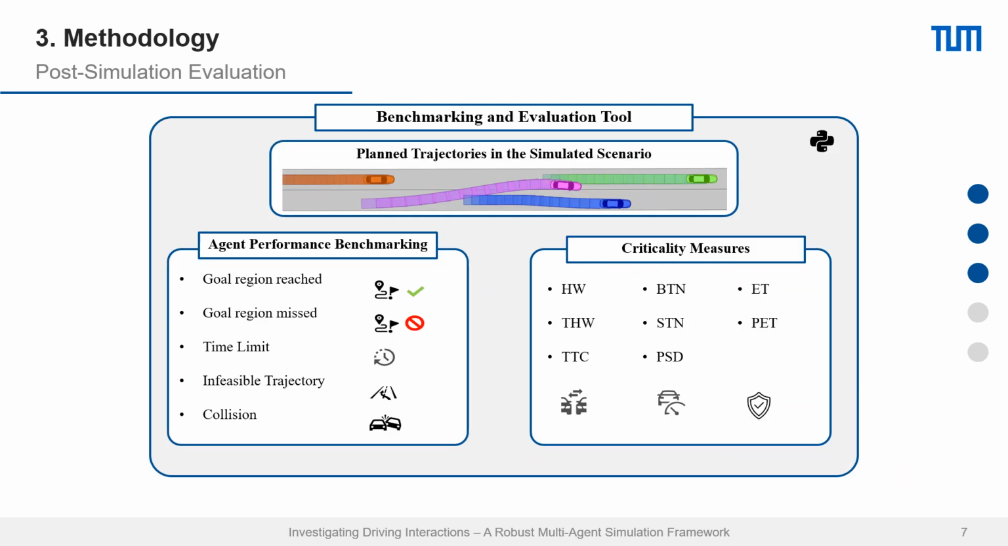After the simulation is completed, we assess the planned trajectories using our built-in benchmarking and evaluation tool. The agent's performance can be evaluated based on factors such as success rate, collisions, and reaching the goal within a certain time limit. Additionally, we evaluate the criticality of the simulated scenario by calculating metrics such as the headway, time to collision, breakdown number, or encroachment and post-encroachment time at intersections.